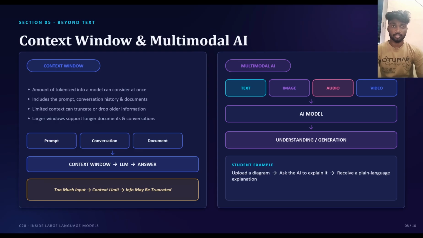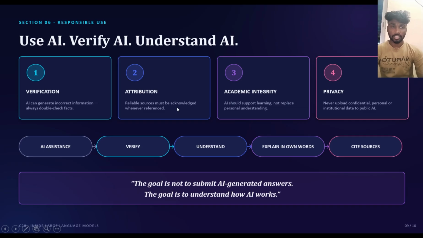The second concept is multimodal AI. Traditional language models mainly worked with text, but multimodal systems can work with different types of input such as text, image, audio and video. For example, as a student, I can upload a diagram and ask the AI to explain it in simple language. So multimodal AI allows AI systems to work with more than just text.